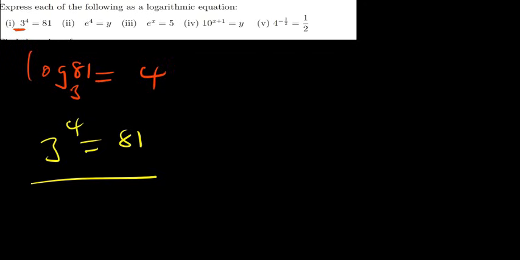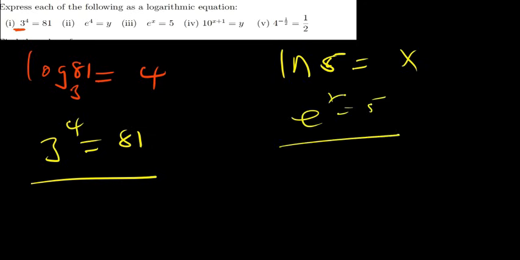Go ahead and look at the next one now. This is going to be the same. ln, e is not going to appear because that is invisible. We know that ln is always in base e. Then 5 will be here is equal to x. If I want to change again, it is e raised to the power x is equal to 5. Again, it's the same with that.